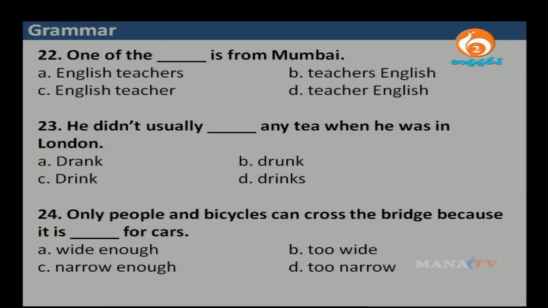22, one of the dash is from Mumbai. One of the English teachers, one of the teachers English, one of the English teacher. Now, B and D are incorrect. Between A and C, you need to pick the right answer. Just read the question: one of the English teachers is from Mumbai, or one of the English teacher is from Mumbai. You need to tell me which one is the correct answer.